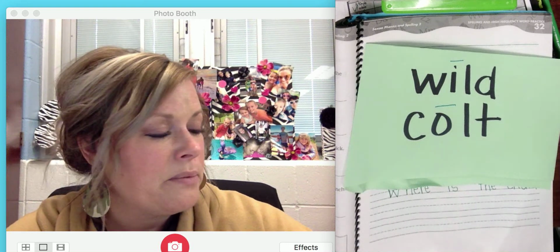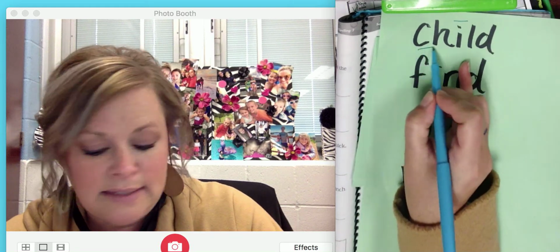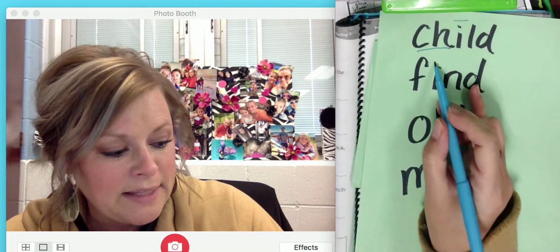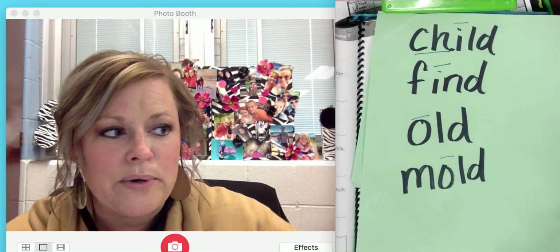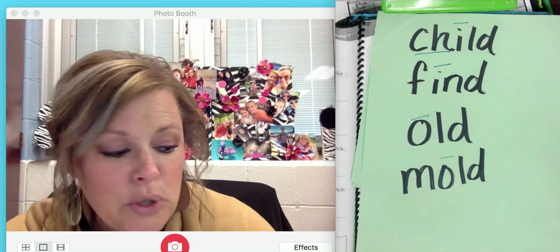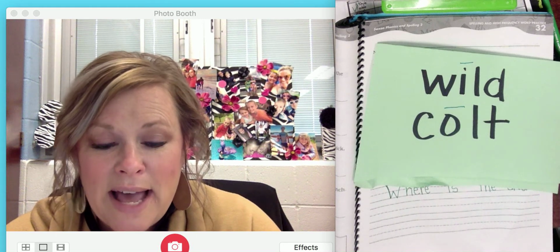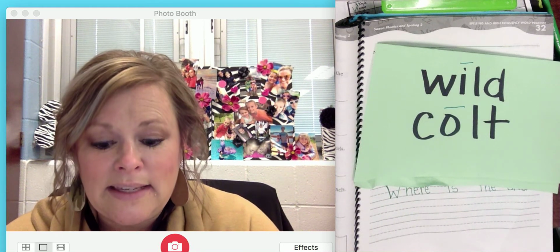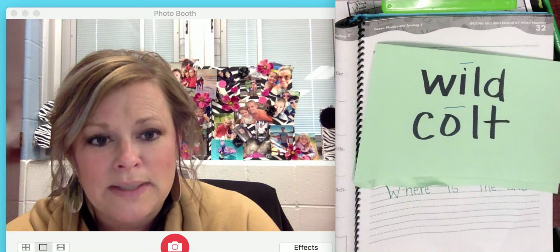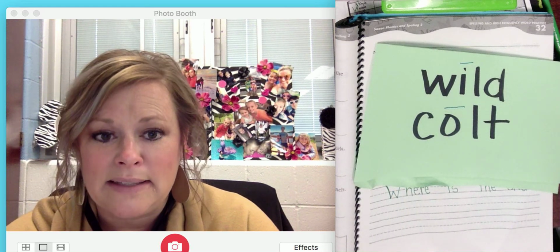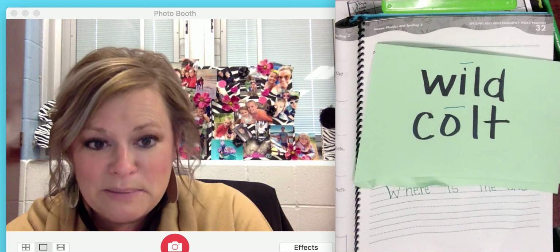Let's go ahead and look back at the words that we looked at before. Child, we need to macron and underline that CH digraph. Find has the long I, old, and mold, all long vowels. So I'll repeat this again. Wild colt words are words that break our usual rule. They have an I or an O in them followed by two consonants, and that is when they make the long sound. If you ever come to these words and you're not sure, try the short sound first, because most of the time a vowel followed by a consonant is a short sound. But if not, try the long sound and you'll see which one sounds better and makes more sense.